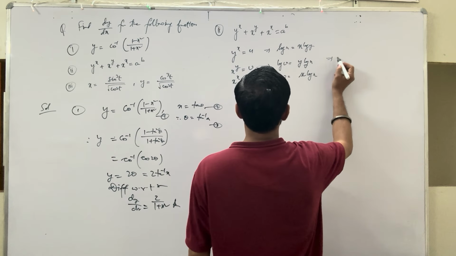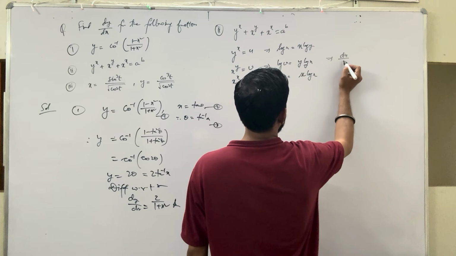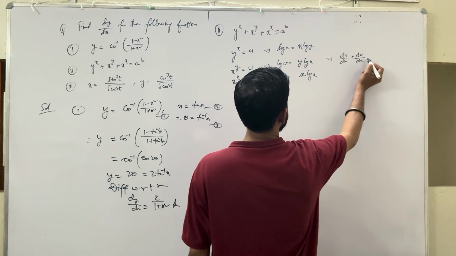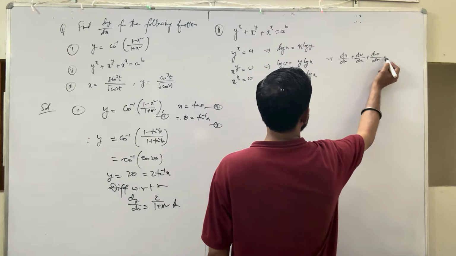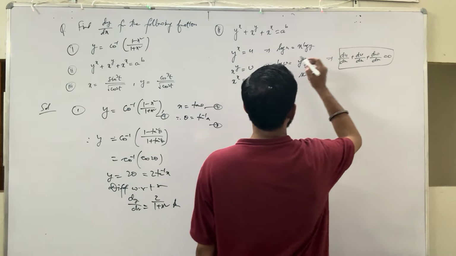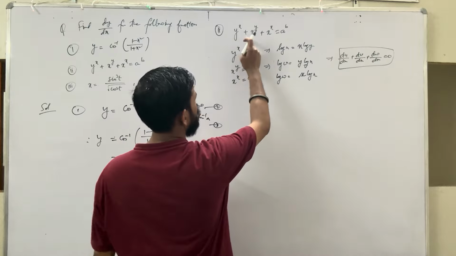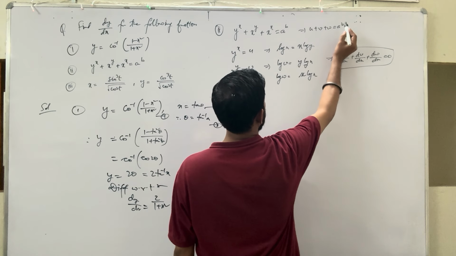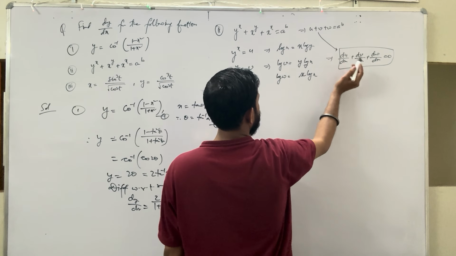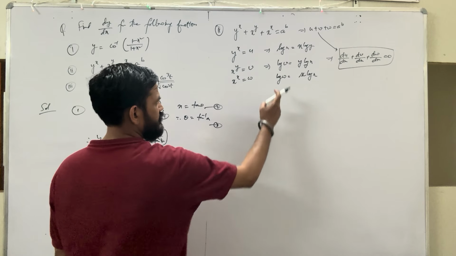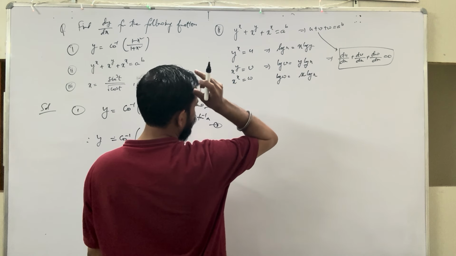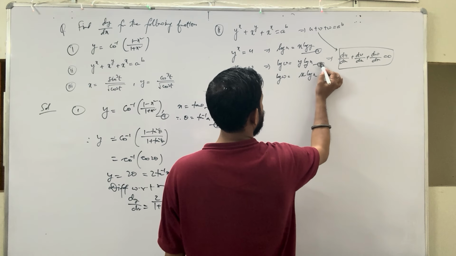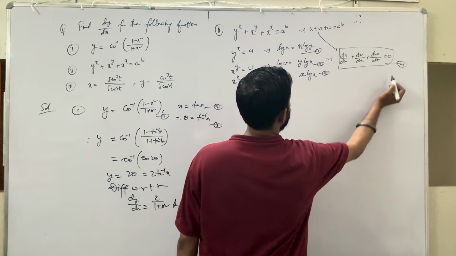That implies that du by dx plus dv by dx plus dw by dx is equal to 0. Because if you take u, v, w, then u plus v plus w is equal to a to the power b, which is constant. If you differentiate, you get this. Now, since these are in logarithmic form, we can differentiate them. So, differentiating equations 1, 2, 3.